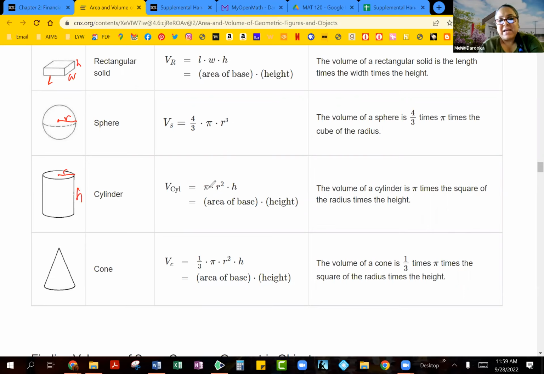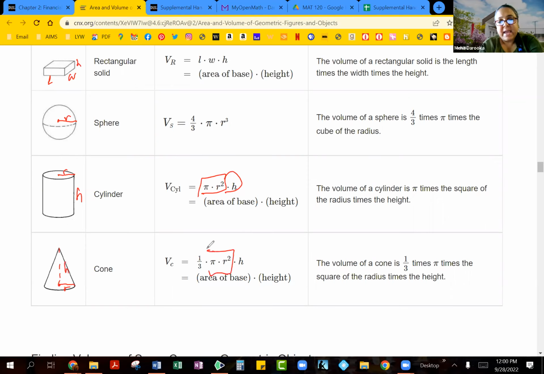So this comes out to be pi r square, which is the area of a circle. You're taking the area of the top or bottom, and then multiplying that with the height to get the volume of a cylinder. So, 3 dimensions.